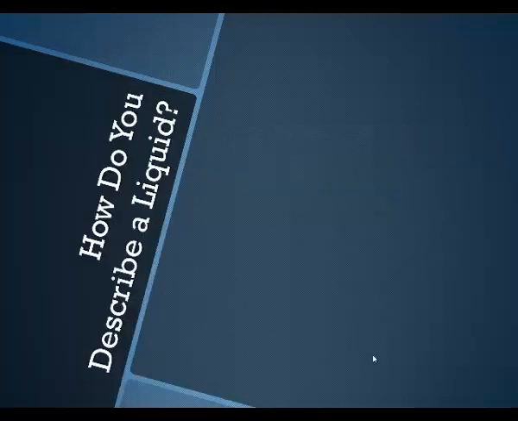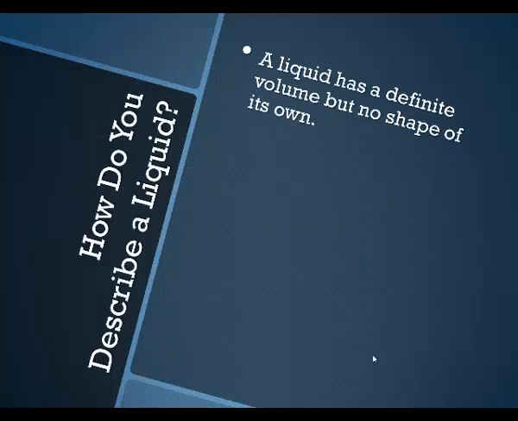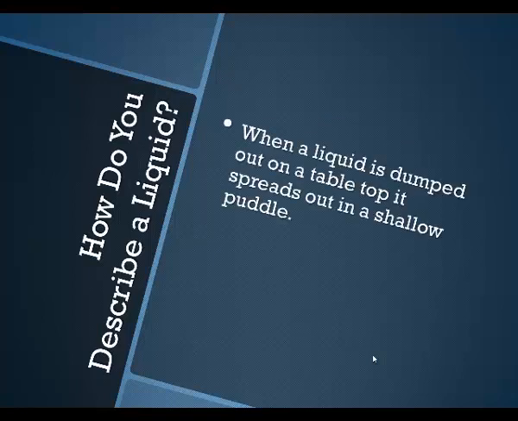So how do we describe liquids? A liquid has a definite volume, but it does not have a definite shape. If we take a liquid and we dump it into a new container, it spreads out and it takes on the shape of that new container. If we don't dump it into a container, then it just simply spreads out into a shallow puddle.